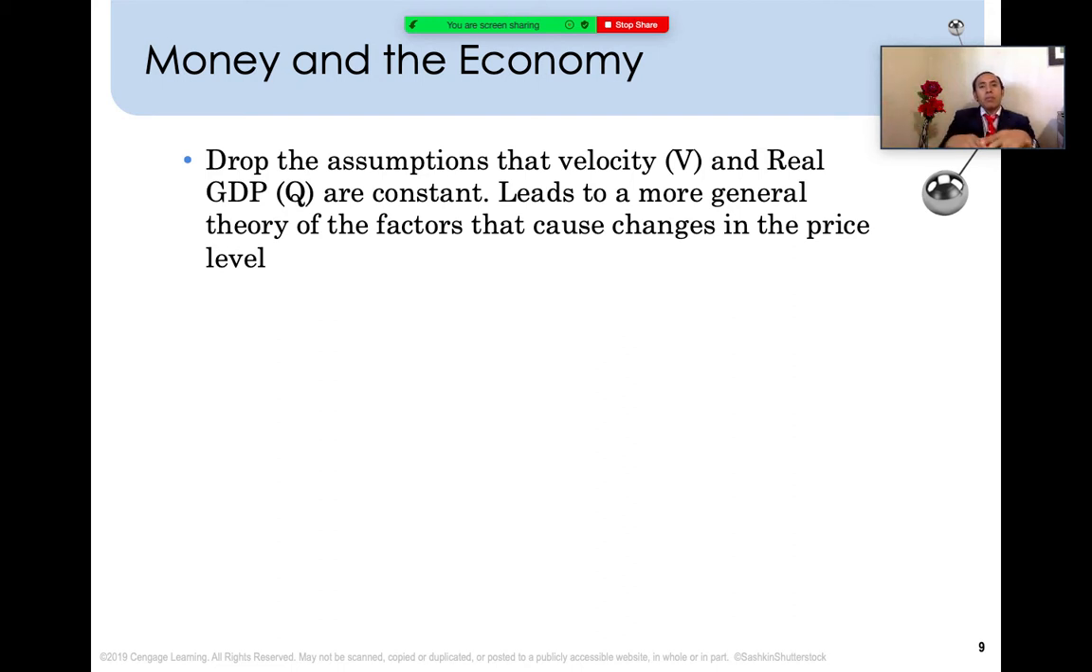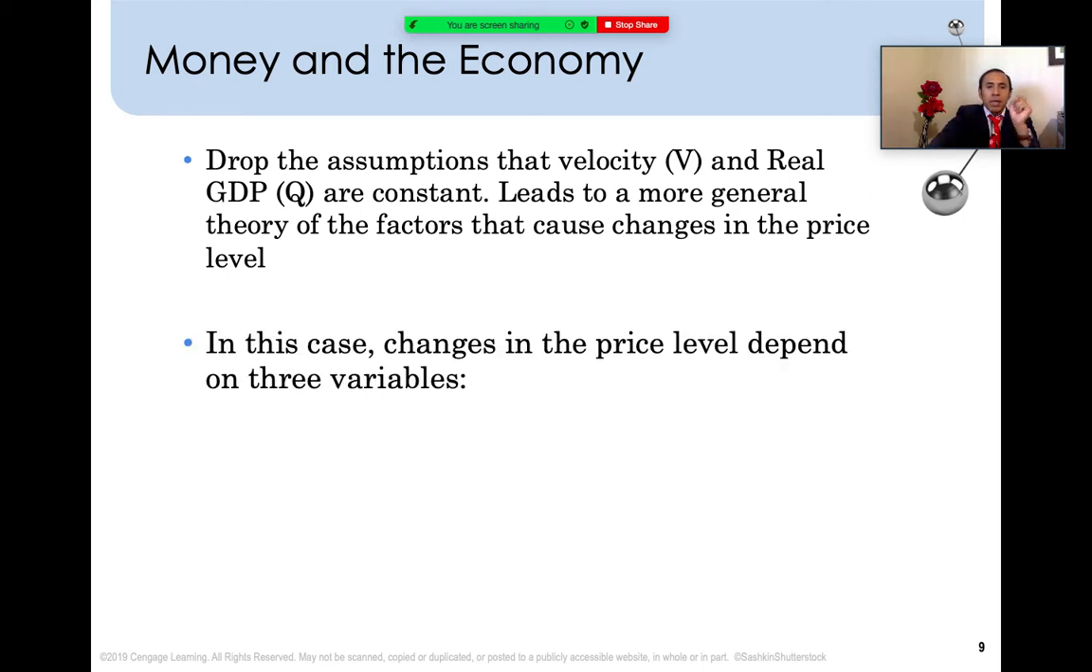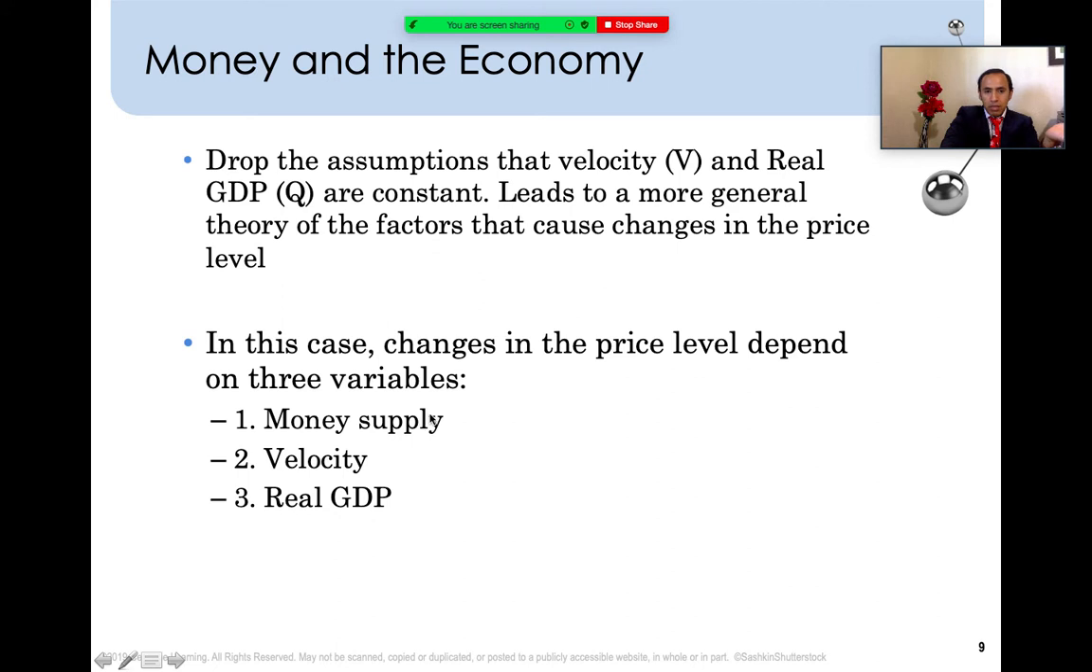So that leads to a broader general theory of money and the factors that can cause different changes in the economy, including prices. In this case, we're going to look at the price level that depends on different variables. It's going to depend on the money supply, of course. It depends on the velocity of money, how quickly it travels through the economy. And it's also going to depend on the level of GDP, the real GDP. Essentially all of them are going to be affected and change.